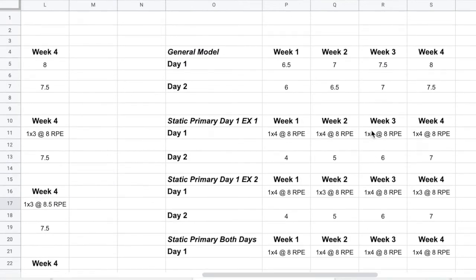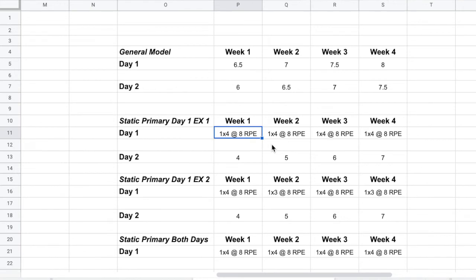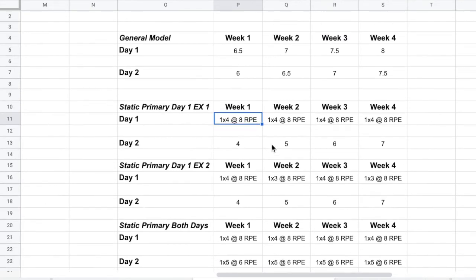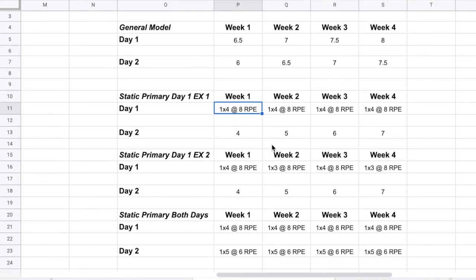Another example is more of a static model. This is probably what I don't use as often, for many reasons. I think one, the static model tends to induce too much fatigue from the get-go. Just in my opinion, I'd rather build up and then peak for that week 4. But just an example here is we have 1x4 and 8, 1x4 and 8, 1x4 and 8, 1x4 and 8. Could that work? 100%. If it's structured properly, you should be able to do more weight at an 8 RPE each week. I just find a lot of athletes struggle with that kind of model.